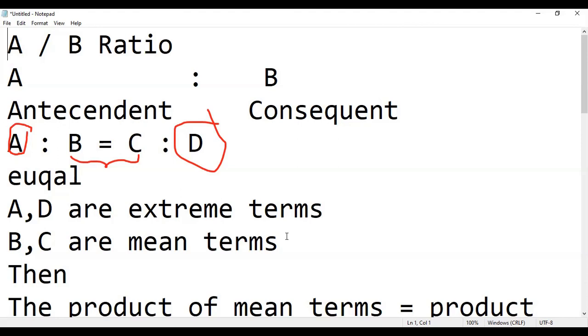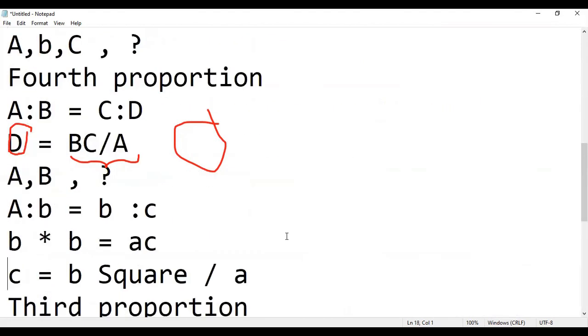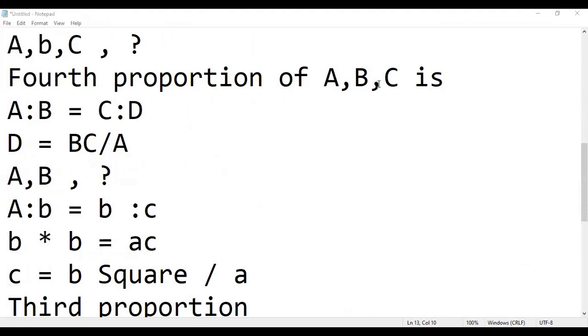Okay. Write down. Note. The fourth proportion of A comma B comma C is D, which is equal to BC by A.